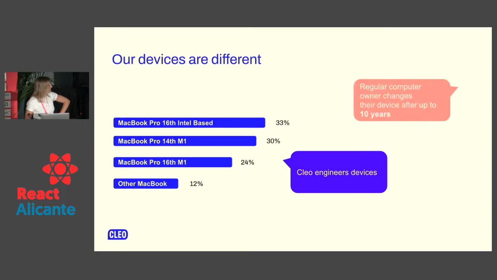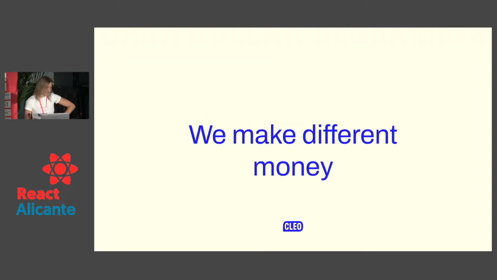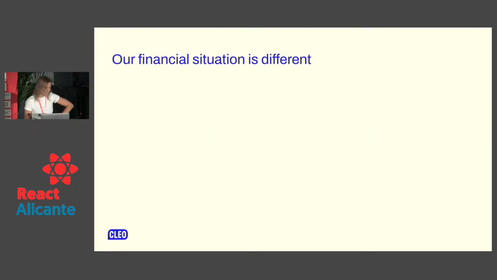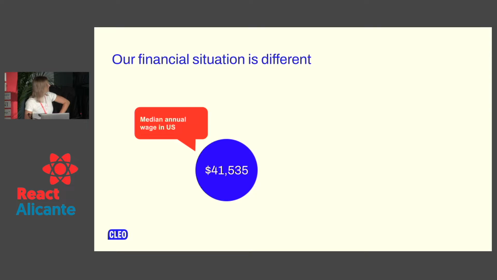Anyway, what I wanted to say here is I dug a little bit, and regular computer owners actually change their device after even up to 10 years. 10 years. It's a lot. I don't even remember what the MacBook produced 10 years ago was like. Another thing is, as you can see, we usually make different amounts of money. And again, I have some data to back this up. The median annual wage in the US is around $40,000. Can you guess what the engineer median annual wage in the US is?